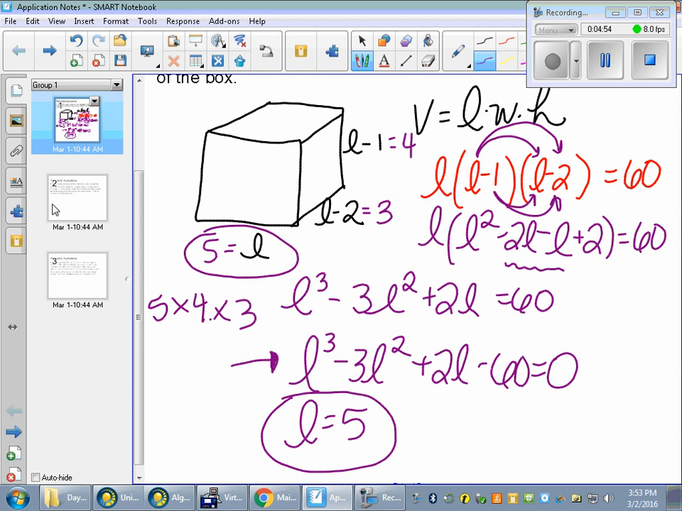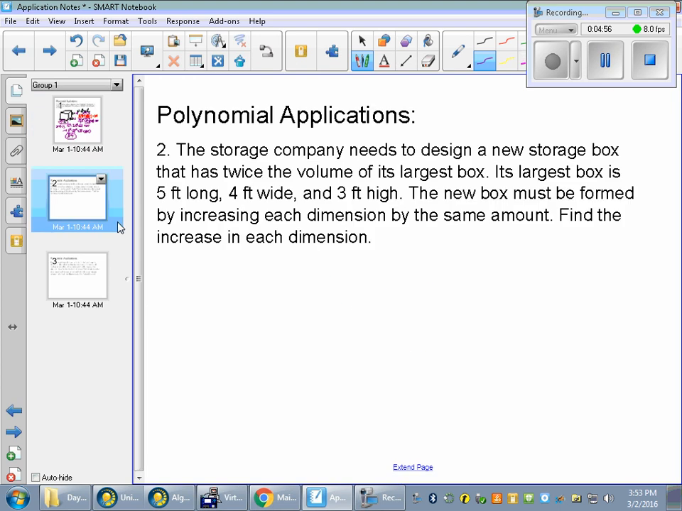All right, so let's read through this one. The storage company needs to design a new storage box that has twice the volume of its largest box. So again, we're talking about a box. I'm going to draw that on my page.